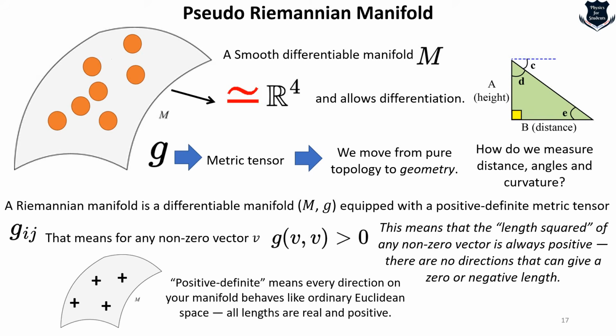That means there is no distinction between space and time. All directions have positive length, whichever way we are going. So this is basically what is called a Riemannian manifold, a smooth differential manifold. In order to measure, we put a metric tensor, and from there we get a Riemannian manifold. Now we come to the basic question: what is a pseudo-Riemannian manifold?